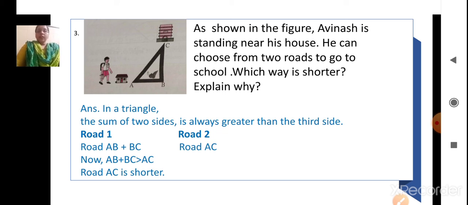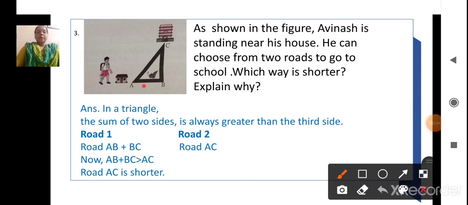So in a triangle, you can see the triangle ABC. We'll use the second property which we have learnt now. The sum of 2 sides is always greater than the third side. Now with this property, we are going to solve this sum. Your road 1 is AB plus BC. This is road 1. I have written here on the screen. Road 1 is AB plus BC. This will take time for him to reach school. And the second road is he can directly go from A to C.